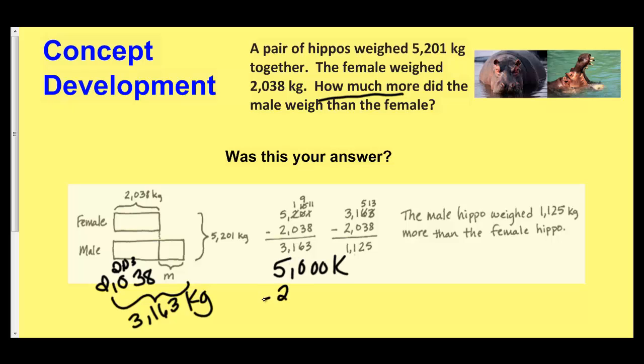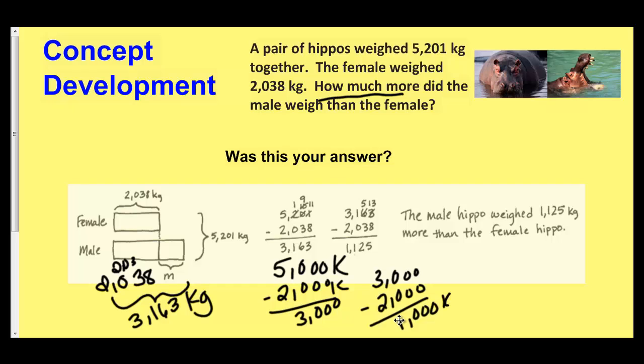The female weighed about 2,000 kilograms. So that means that the male weighed about 3,000 kilograms. Let's see how much more that is. So 3,000 minus the 2,000 that the female weighs is 1,000 kilograms. So my estimate would be that the male weighed about 1,000 kilograms more. And that's pretty much what I got. So that's reasonable.